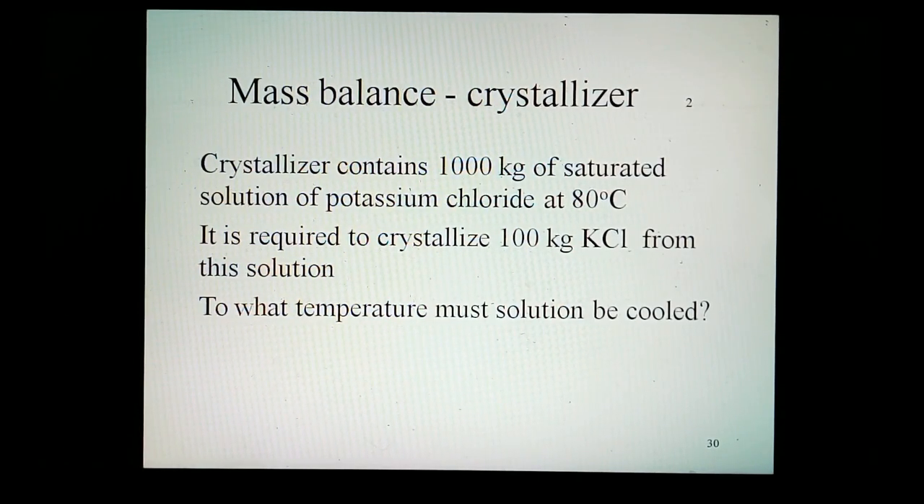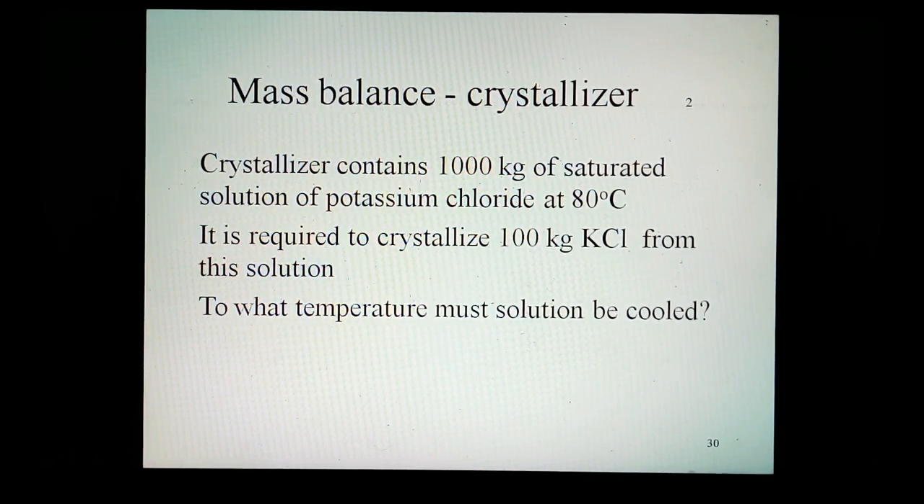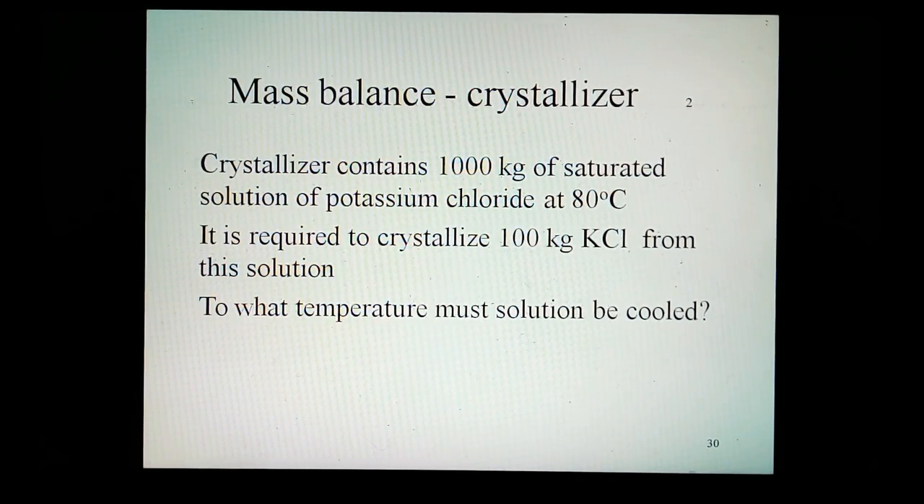Mass balance of crystallizer. The crystallizer contains 1,000 kilograms of a saturated solution of potassium chloride at 80 degrees centigrade. It is required to crystallize 100 kilograms KCl from this solution. To what temperature must the solution be cooled?